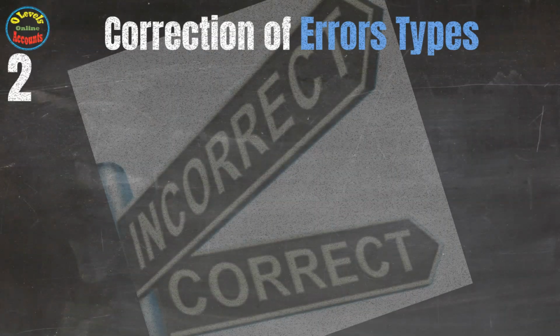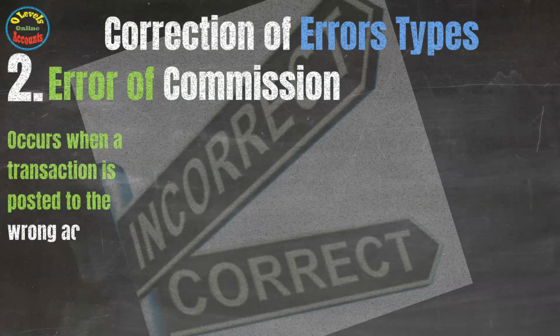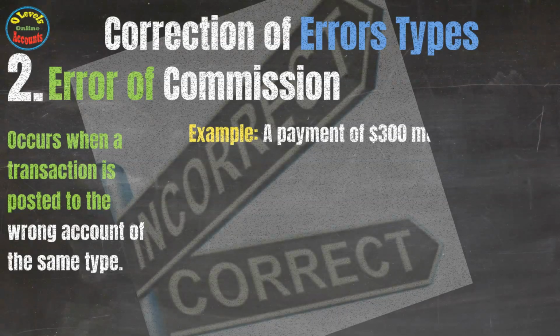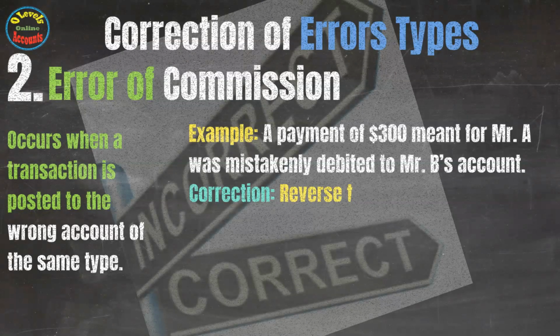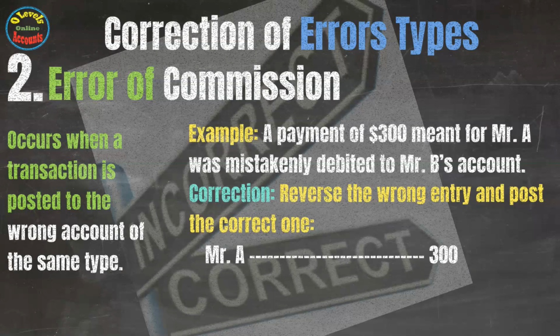Let's check another type. The second type is error of commission. It occurs when a transaction is posted to the wrong account of the same type. Let's check its example with solution. For example, a payment of $300 meant for Mr. A was mistakenly debited to Mr. B's account. Let's check its correction. Correction should be, reverse the wrong entry and post the correct one as follows. Mr. A, debit by $300. Mr. B, credited by $300.